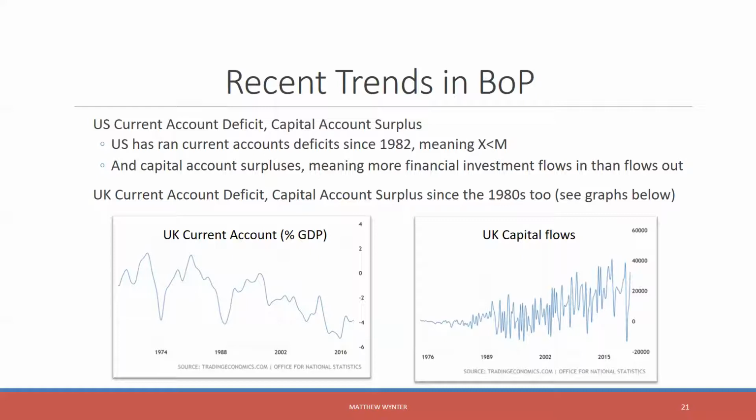And on the right, we have UK capital flows. And hopefully what you observe are two things. One, the capital flows are fairly volatile. They move up and down a lot. But two, for the most part, they tend to be above zero. So the UK tends to attract more capital investment than it sends out. And like the US, the UK tends to import more than it exports.